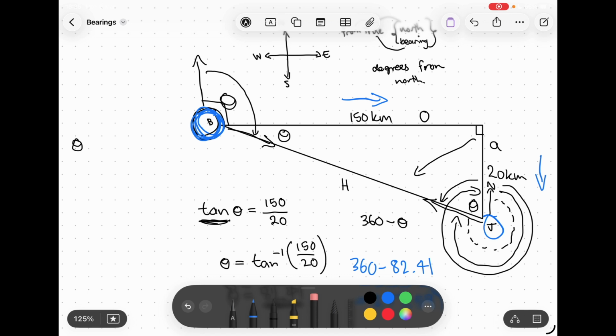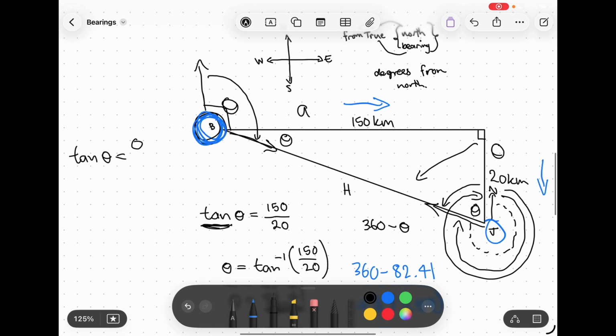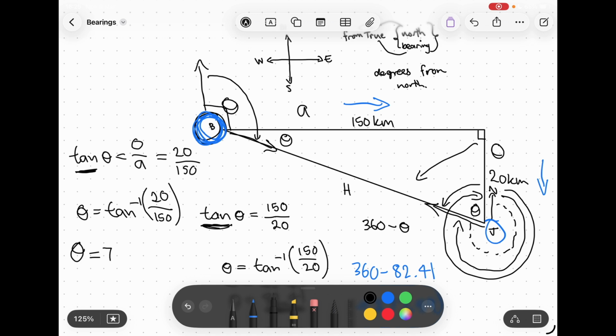So theta, let's rewrite our O and our A. Our adjacent is going to be the one touching it, and our opposite is going to be this one. The tan of theta is going to equal O over A, which is 20 over 150. So now for theta, we're going to get rid of this tan. What did we do before? We took the tan inverse. On most calculators, tan inverse will be shift tan. So tan inverse of 20 over 150, theta is going to equal 7.59, rounding to two decimal places.